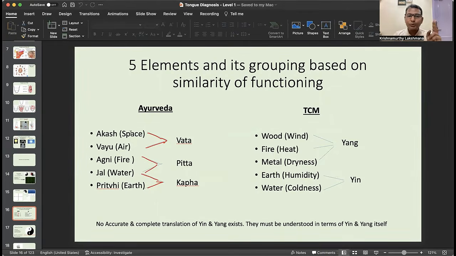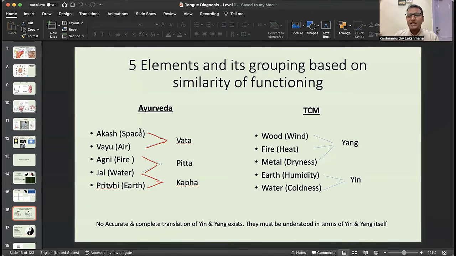When you group Akash and Vayu, it gives you Vat. When you combine Agni and Jal, it gives you Pit. And when you combine Jal and Prithvi, it gives you Kaph. So Vat, Pit, Kaph are different combinations of those 5 elements.